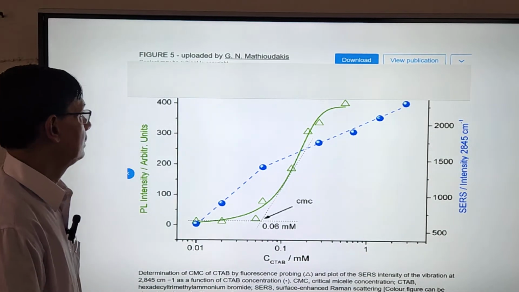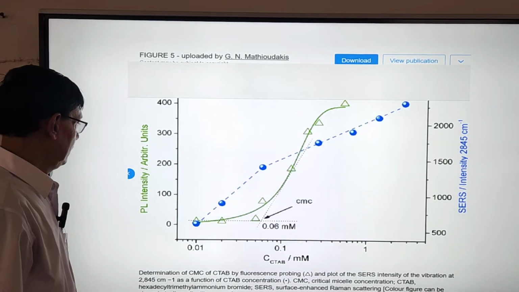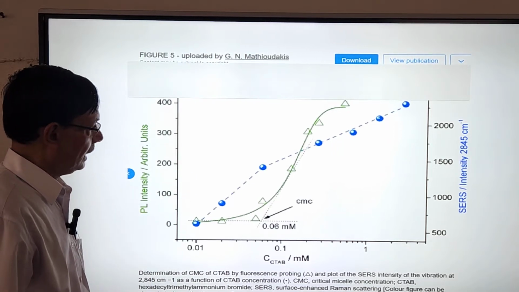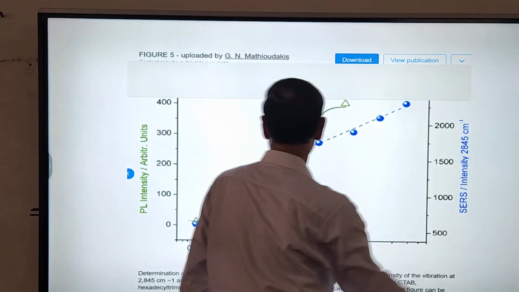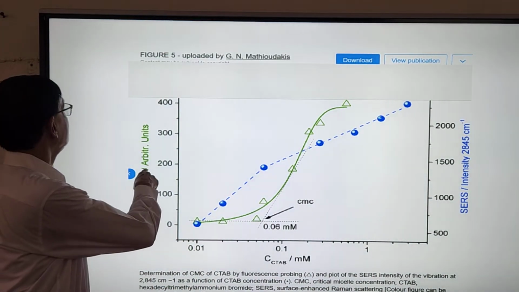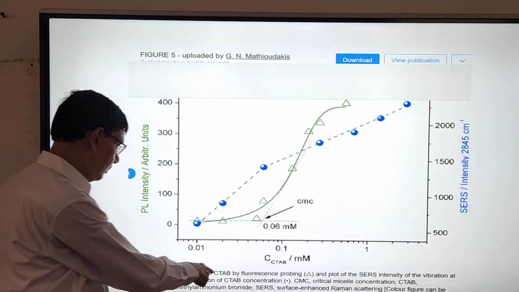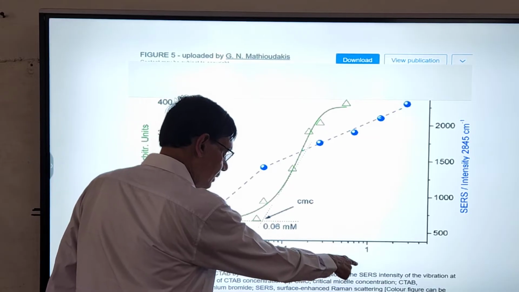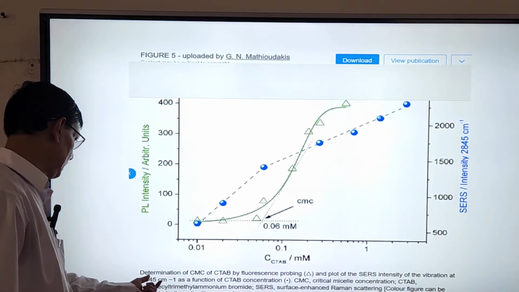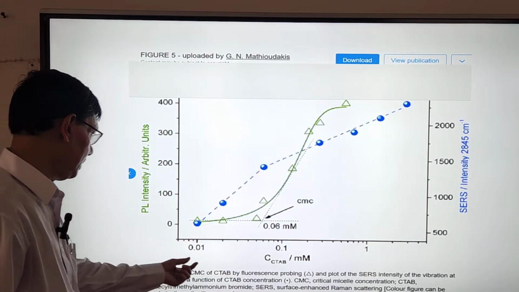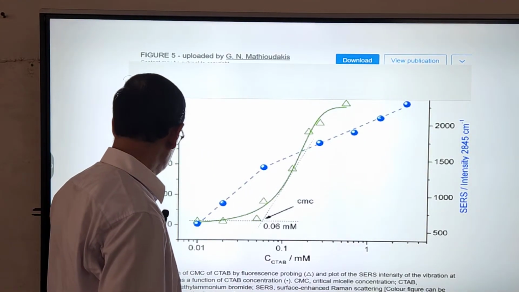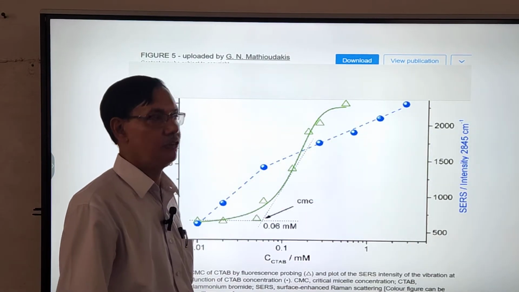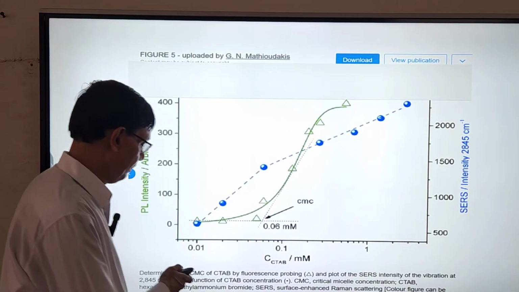Again, they have the same methods, that is the fluorescence method, and they also monitor the intensity. So that is fluorescence intensity, determination of the CMC of the CTAB by fluorescence probing, and a plot of the surface enhanced Raman spectroscopy intensity of the vibration at a particular 284 centimeter inverse as a function of CTAB concentration. On the other side they are using the fluorescence intensity. These are very advanced methods. If you have the instruments, you can determine the CMC by all such methods.